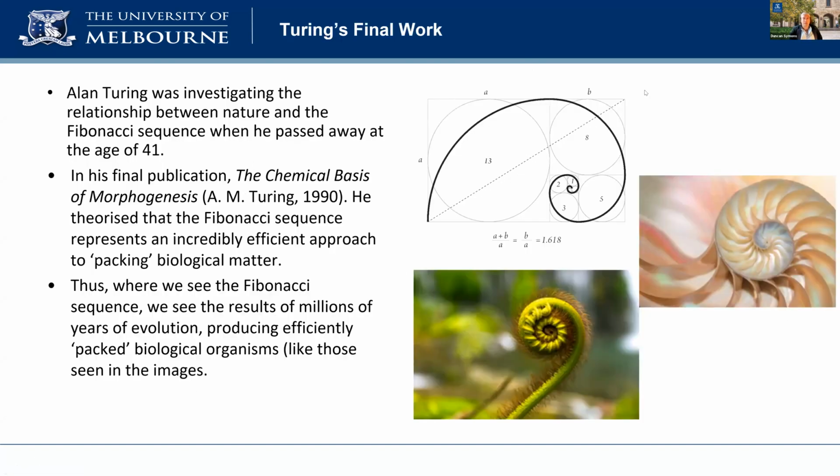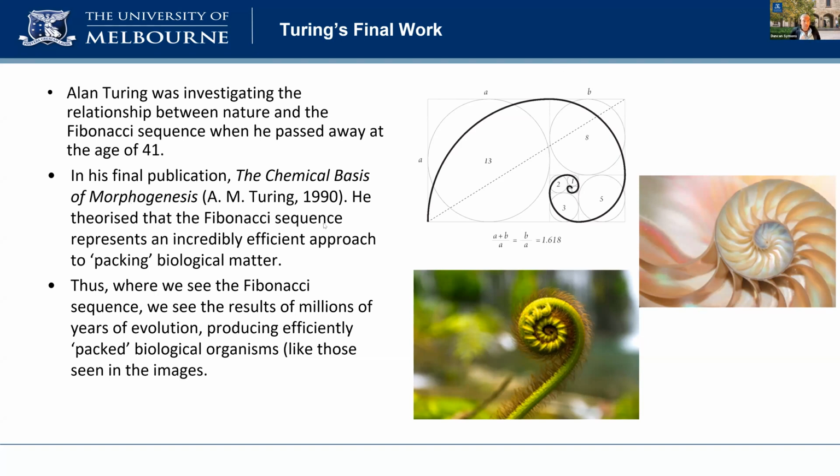So I've got to do this fairly quickly. In about the year preceding Alan Turing's death, he was investigating the relationship that exists between the Fibonacci sequence and many examples of approximations of the Fibonacci sequence that exist in nature. So this is, I guess, a nice summary of it.